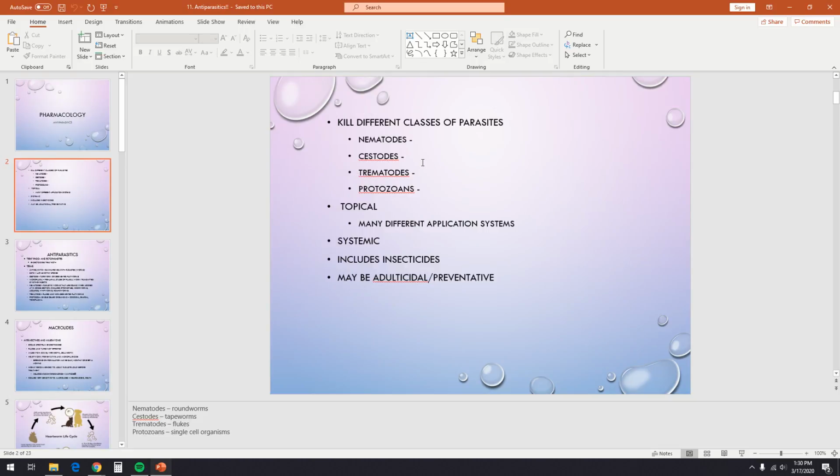So, our nematodes up here are going to be our roundworms. Cestodes are going to be tapeworms. Trematodes are going to be flukes, and then protozoans are going to be single-celled organisms. Protozoans are not a worm. These three up here are worms.